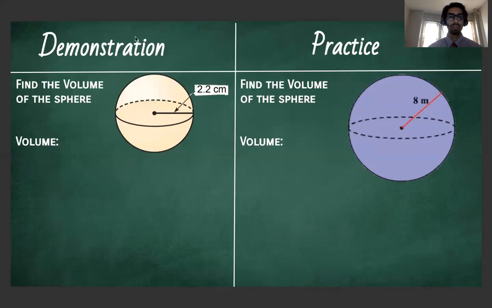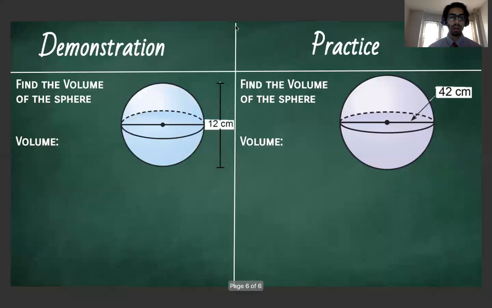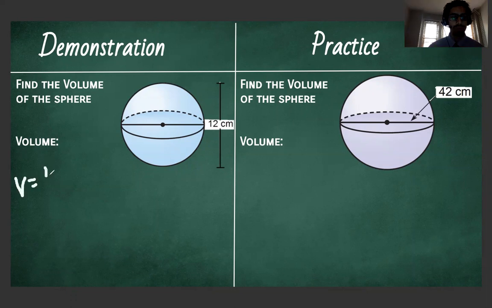So let's take a look at 2 more examples. This time I want us to really note what we're being given, right? So again, I'm going to provide an example over here, and then you guys are going to be using this as a practice problem. I'm going to find the volume of this sphere, right? So let's start with our formula. Volume equals 4/3 times pi times r cubed.